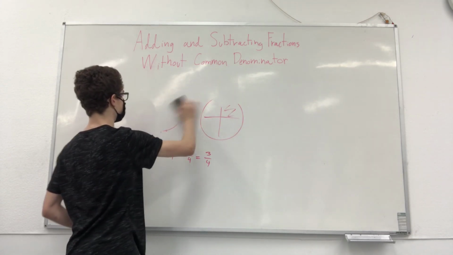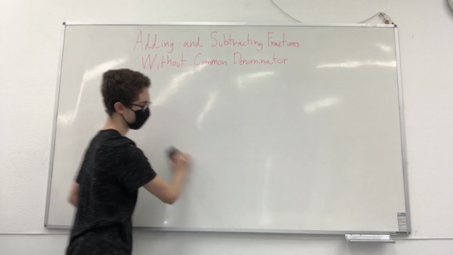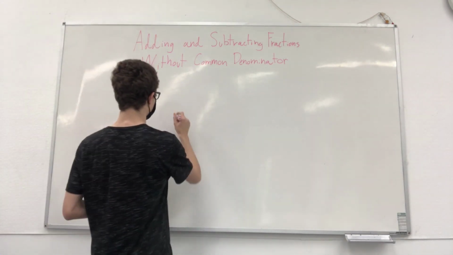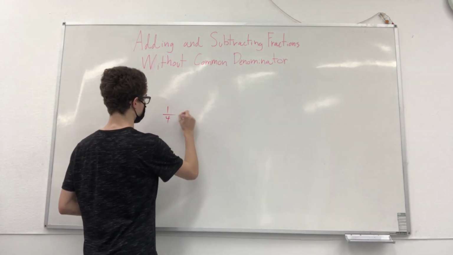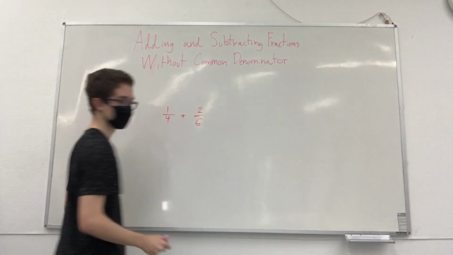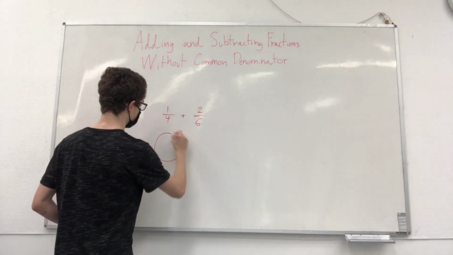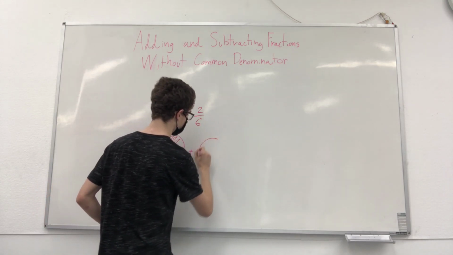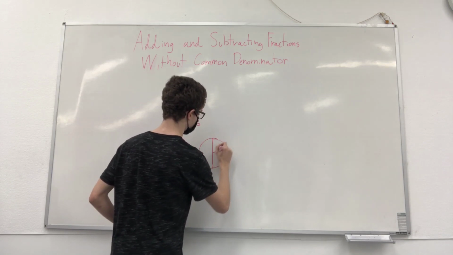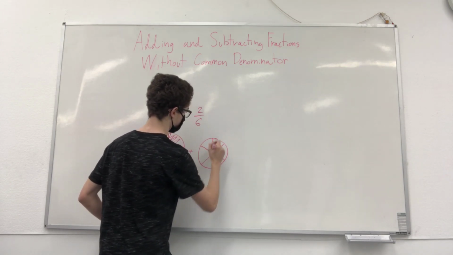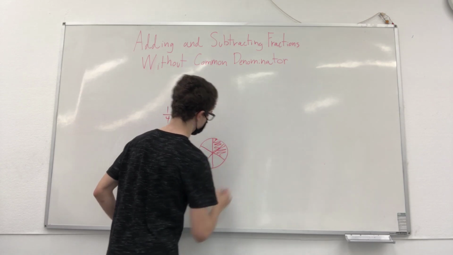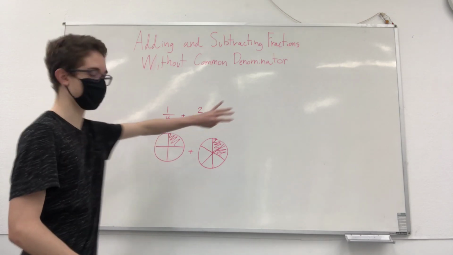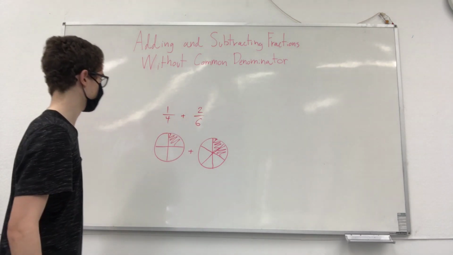So now let's get into a more difficult example. What if we were to add together 1/4 and 2/6? All right, let's first draw that out. We have 1/4 plus 2/6. Sorry if my drawing is not perfect. Again, it's not as easy as adding the numerators because each of the parts has a different size. You can't just put them together.